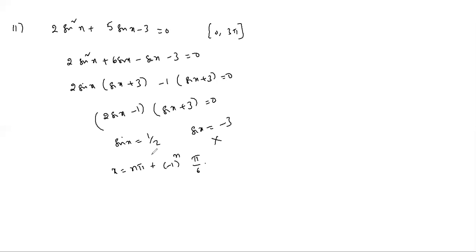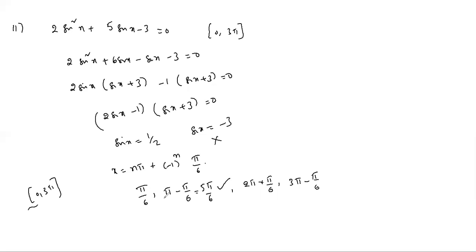Now we have to find the range between 0 to 3 pi only. Put n equal to 0, pi by 6. n equal to 1, pi minus pi by 6, it is 5 pi by 6. Now we have to find only the number of values. Next, n equal to 2, 2 pi plus pi by 6, it is also in the range 0 to 3 pi. Next, n equal to 3, 3 pi minus pi by 6 is also in the range 0 to 3 pi.